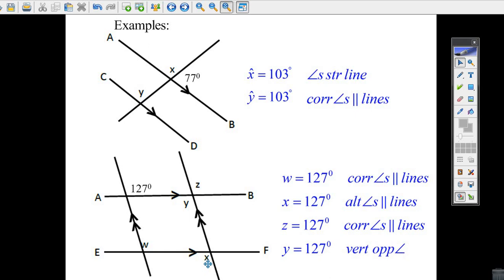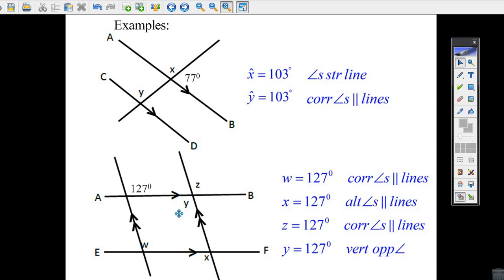Now, X is equal to 127 degrees. Well, if that's 127, this is on the other side of a transversal. Because of these parallel lines, W equals X. So if W is 127, X is 127 because of alternate angles. This one here, Z is 127 because it's in the same place as this 127 up here, also because of parallel lines. And Y, we could have said alternate angles because it's on either side of the transversal. Probably should have because we're doing parallel lines. But you can see it's vertically opposite as well.